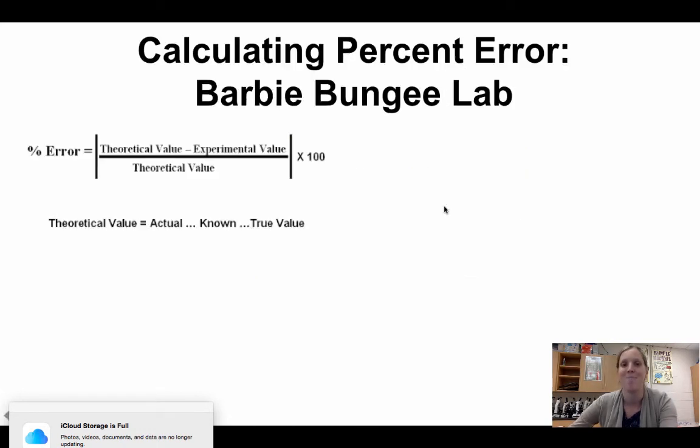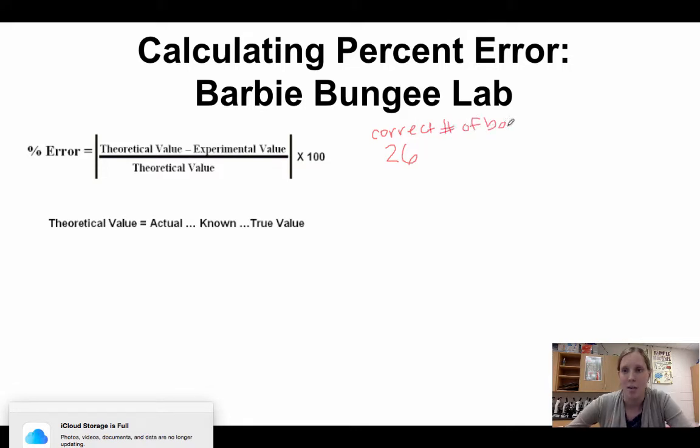For our Barbie Bungee lab, you did one of two things when we went out and did our bungee jump. If you didn't get the correct number of rubber bands, you either figured out how many centimeters you were off by, or you figured out how many rubber bands it should have been. I'm going to show you how you could use either of those things to calculate your percent error. Let's start with what I think most people did, which was determine what the correct number of rubber bands should have been. Let's say the correct number of rubber bands should have been 26 for your Barbie. So this is the correct number of bands.